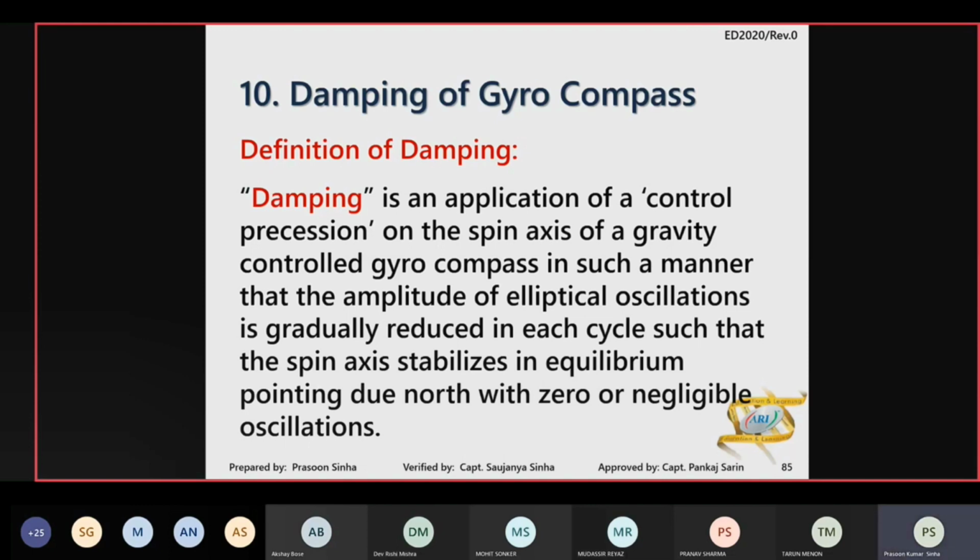So we are going to apply control torque in such a way that the elliptical oscillations are reduced in every cycle, the amplitude is reduced, so that the spin axis will finally settle down, pointing to north with nil or negligible oscillations, which can be ignored.